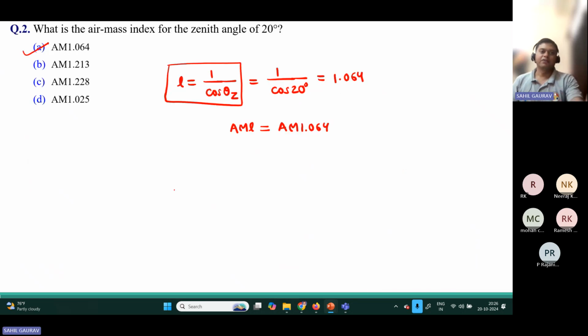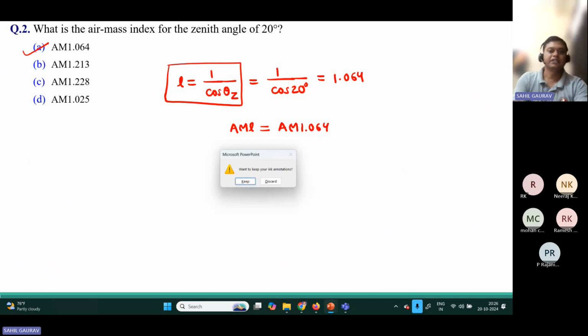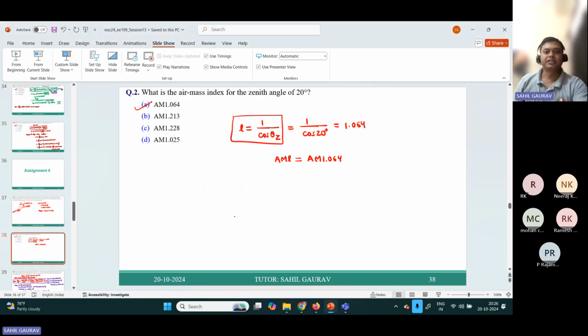Next problem is: what is the air mass index for a zenith angle of 20 degrees? So the air mass value we know is 1 upon cos theta z. So it is 1.064. So the air mass index is AM 1.064.